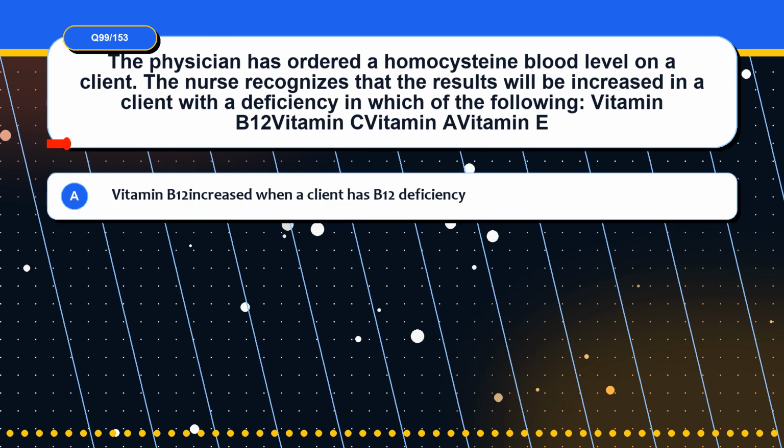Question 99. The physician has ordered a homocysteine blood level on a client. The nurse recognizes that the results will be increased in a client with a deficiency in which of the following? Vitamin B12, vitamin C, vitamin E. Here are the options. Option A. Vitamin B12, increased when a client has B12 deficiency.